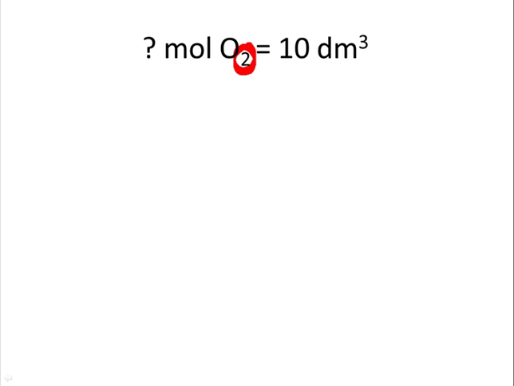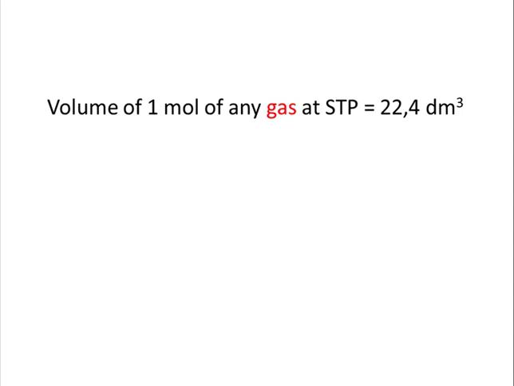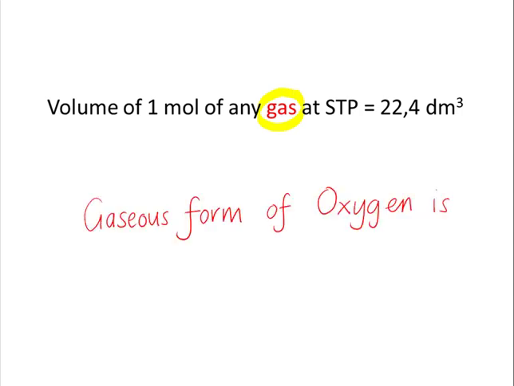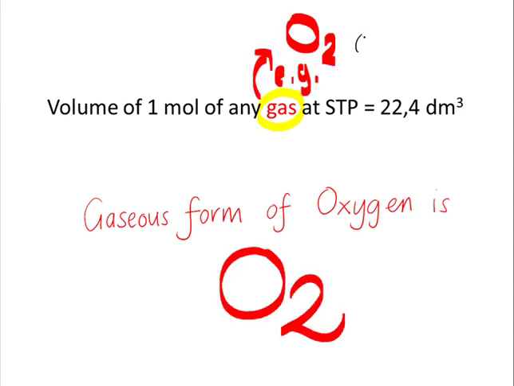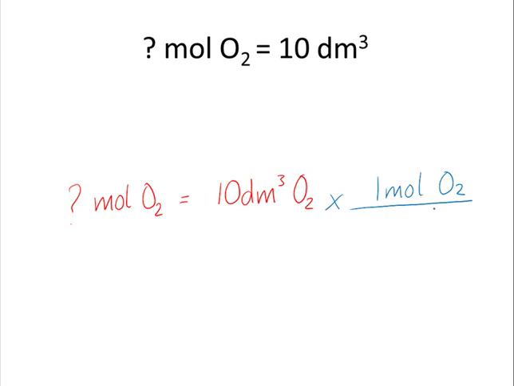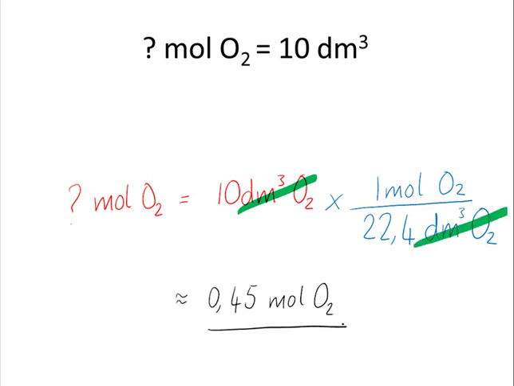No, remember the rule says that 1 mole of any gas at STP has a volume of 22,4 decimeters cubed. Now, the gaseous form of oxygen is O2, not O. And so 1 mole of O2, that's 1 mole of a gas. And so its volume is 22,4 decimeters cubed. And so our question becomes 10 over 22,4. Our calculator gives us 0,446 and some other numbers. We round that off to 0,45 moles of oxygen.